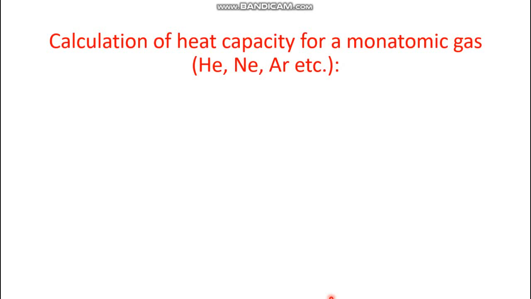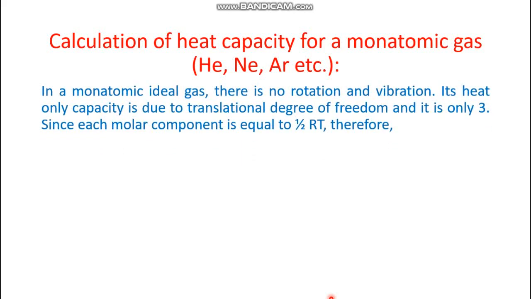So let's start calculating the different heat capacities, and simultaneously the Poisson's ratio. Poisson's ratio is Cp by Cv. Let's start with the monatomic gas, for example helium, neon, argon, etc. In a monatomic ideal gas, is there any rotation? No, you cannot observe any kind of rotation. If there is still a rotation, it is invisible for being monatomic, and since there is no chemical bonding, vibration would also be absent. Only translational motion, and its degree of freedom is 3.